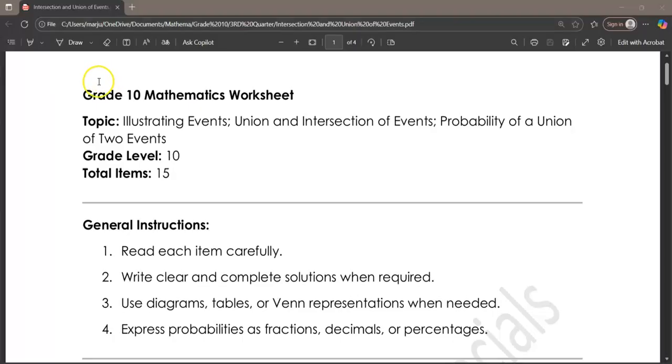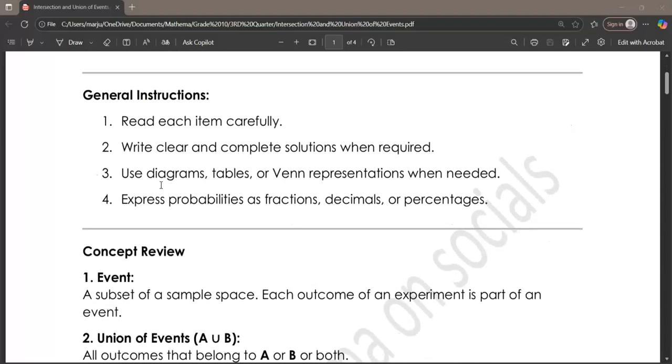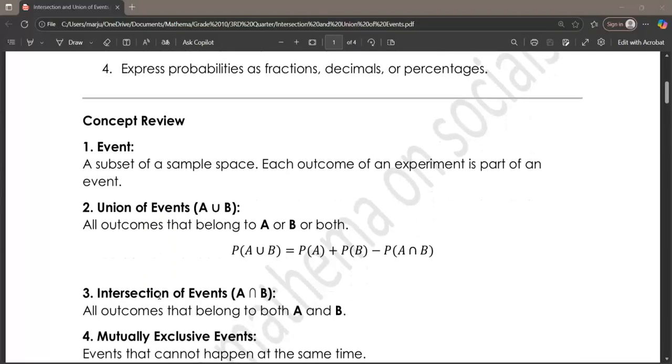So today we are going to talk about this grade 10 math worksheet. Topic is about illustrating events, union and intersection of events, and of course the probability of a union of two events. So there are 15 items. For the instruction, just read along. Let's have the concept review.